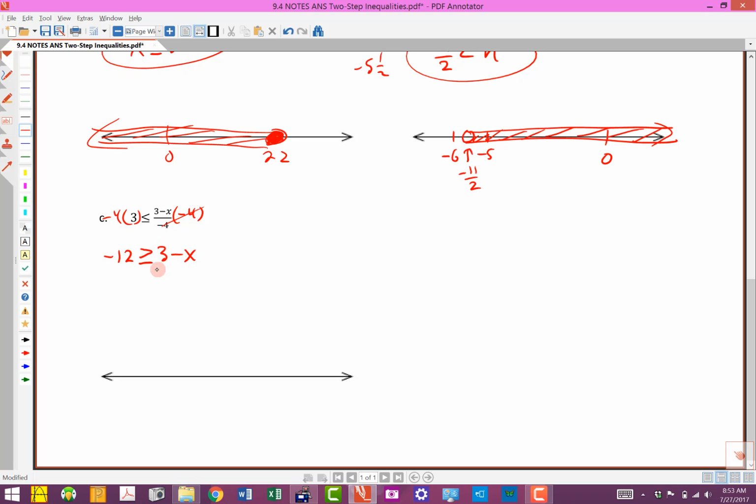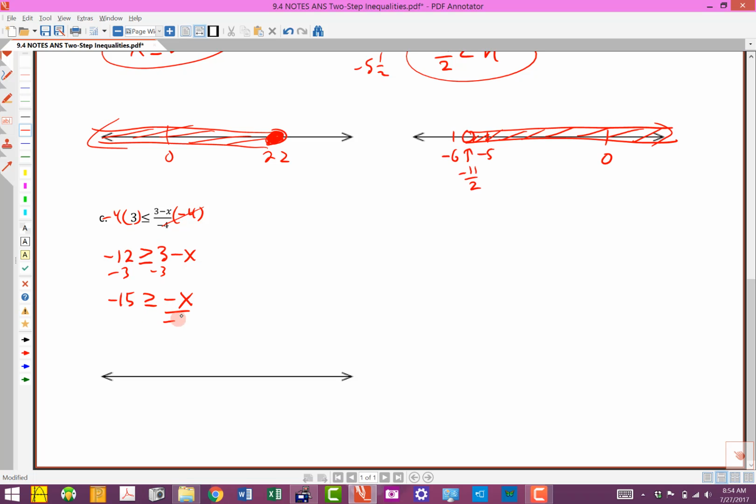I'm going to get rid of the 3 by subtracting 3. Subtracting doesn't change the direction of the inequality. So let's see, that's negative 15. Doesn't change the direction of the inequality. Okay, now here's where we run into, we've got a negative x. We don't want a negative x. So we want its opposite. So we want the opposite of negative 15. We also want the opposite of this right here.